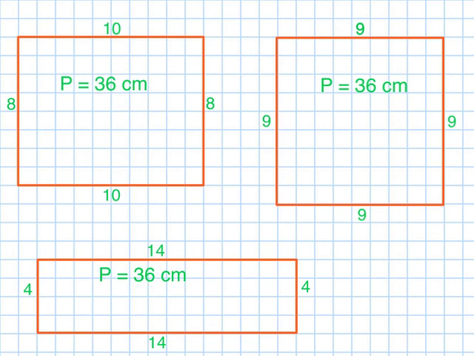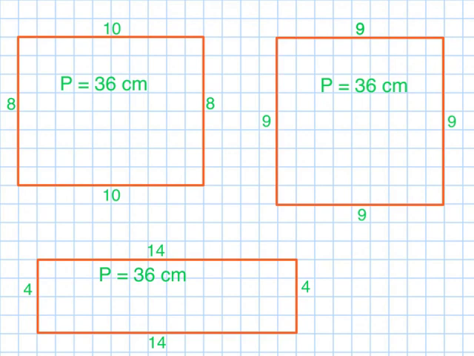So we have three different rectangles which all have the same perimeter. You might look at this one over here and say, wait a second, that's a square. All four sides are equal, and you are correct. But a square is also a rectangle. It's just a special kind of rectangle.